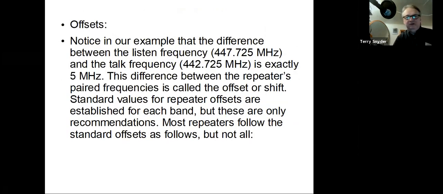Okay, let's get into the offsets. In our example, we saw that the difference between the listen frequency of 447.725 and the talk-into-the-repeater frequency is exactly 5 megahertz. That's the difference between the repeater's paired frequencies, and it's called the offset or the shift. Standard values for the repeater offsets are established for each band in ham radio, but these are only recommendations. Most repeaters follow the standard offsets, but not all of them.